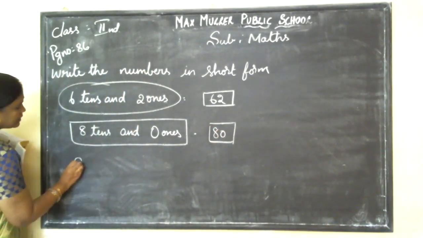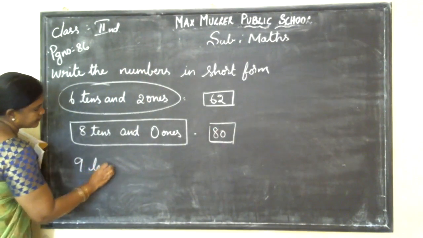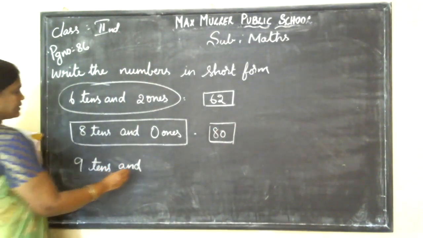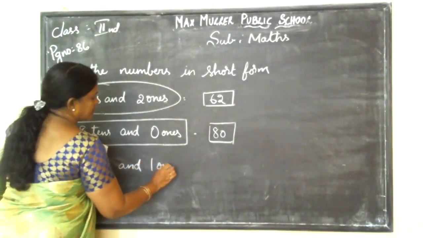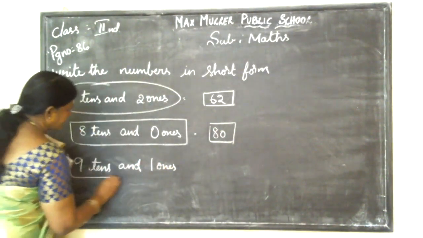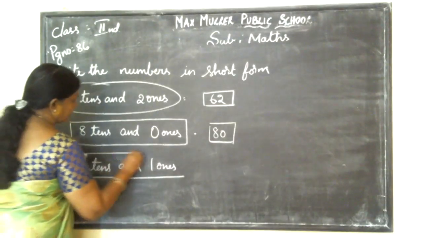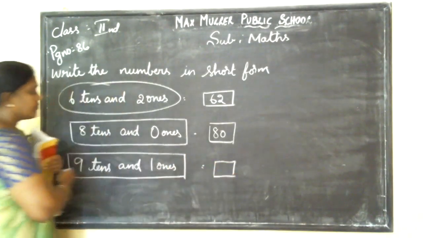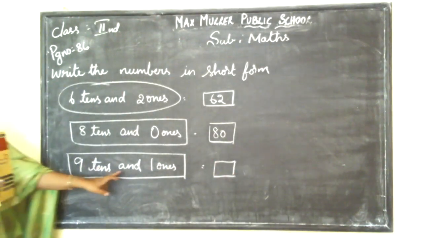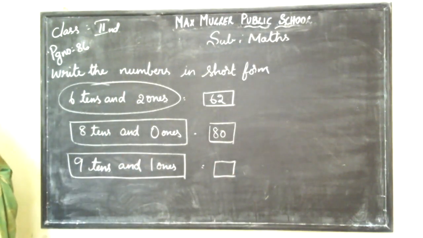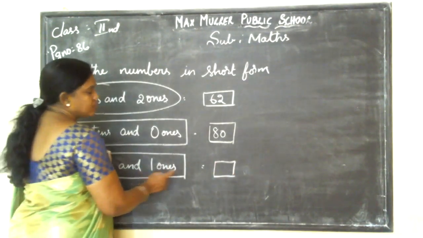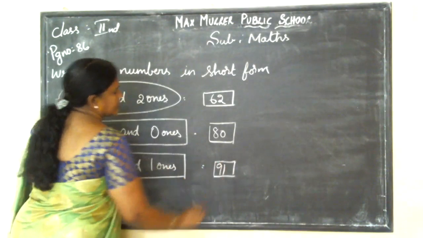9 tens and 1 ones is equal to. Now you say, children, what will we write? 9 tens and 1 ones, in the box what will you write? 90, 9 tens means 90, 1 means ones, 91.